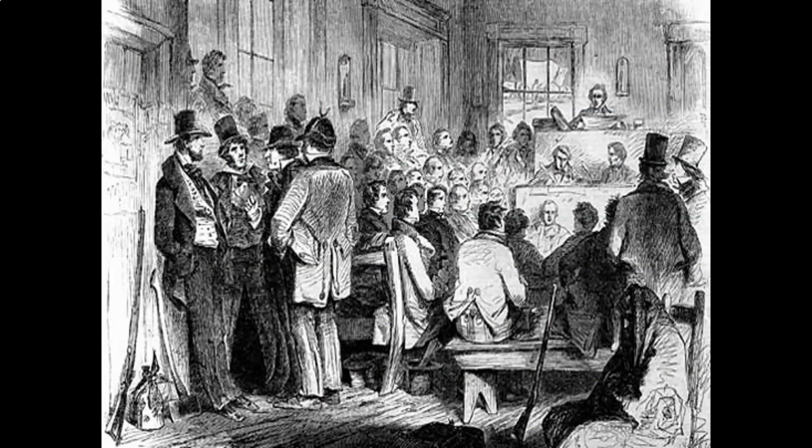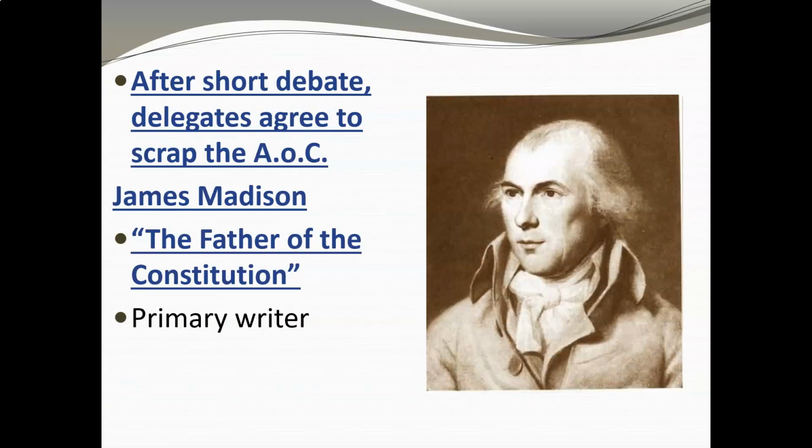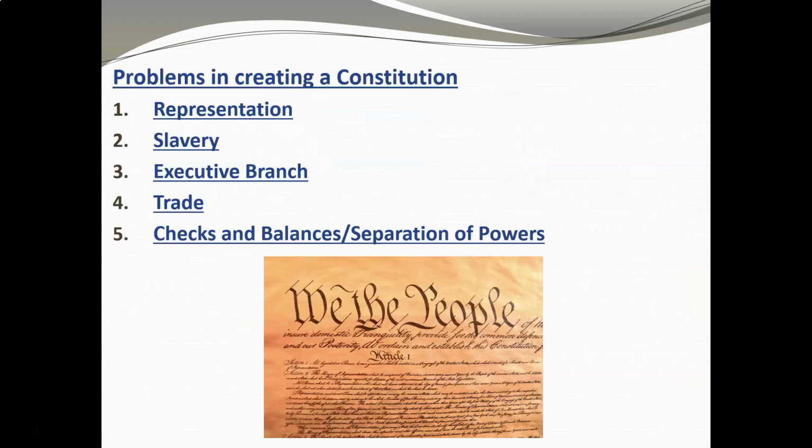So here's a look at the delegates meeting around. Okay, you can see George Washington presiding over the meetings. All right, and after a short debate, delegates agreed to scrap the Articles of Confederation. James Madison, the father of the Constitution, was the primary writer and will be one of our future presidents.